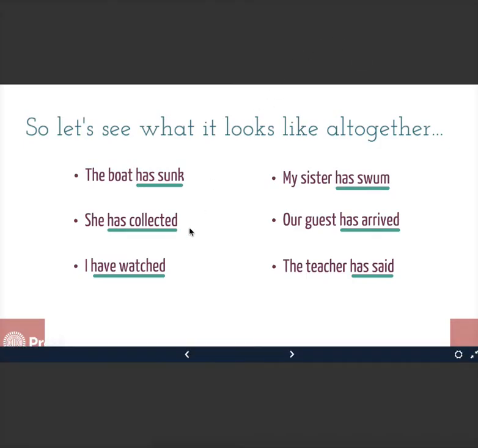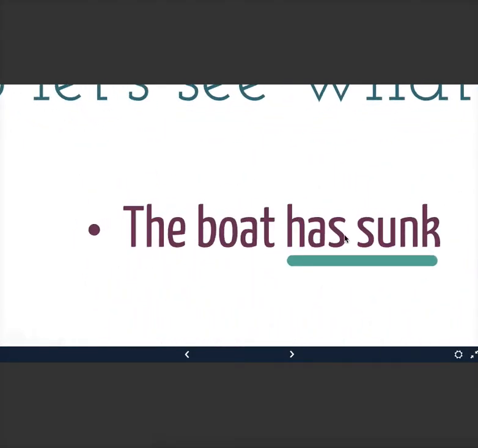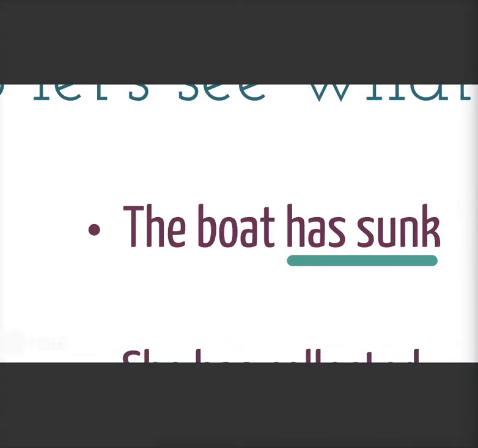Okay, so look at this, my dears. Here we have some examples, and as you can see, I have the subject, I have my auxiliary verb, and I have the verb in past participle. The boat has sunk. Why has? Because the boat is singular. So the boat has sunk. What is the meaning of sunk? Sunk is the past participle of sink, that is like hundirse.